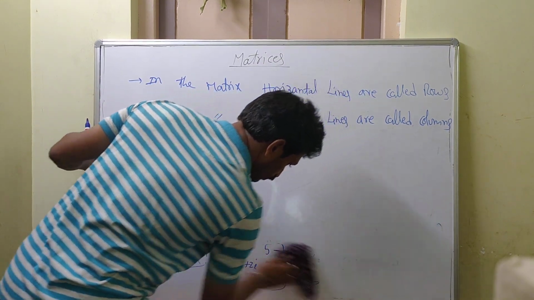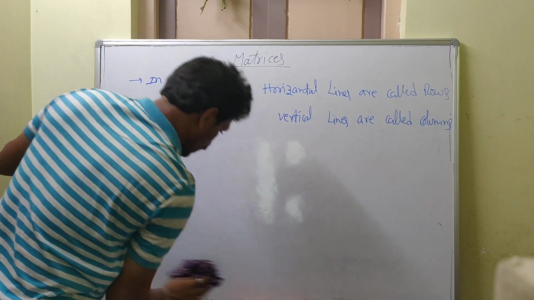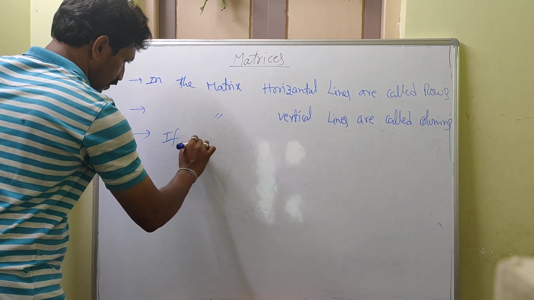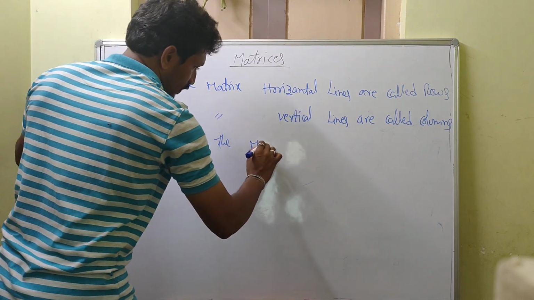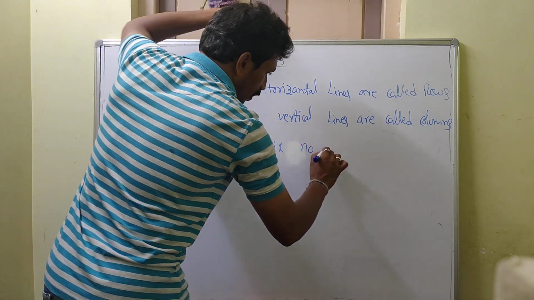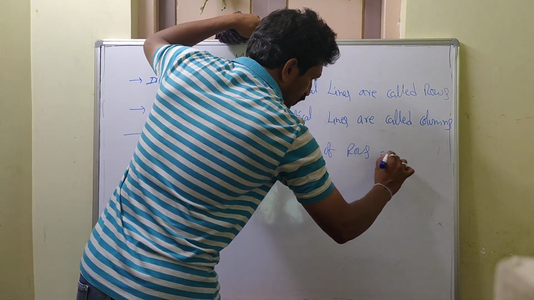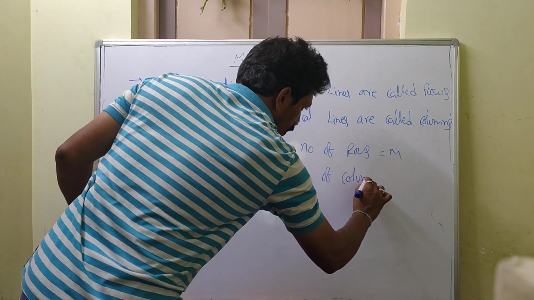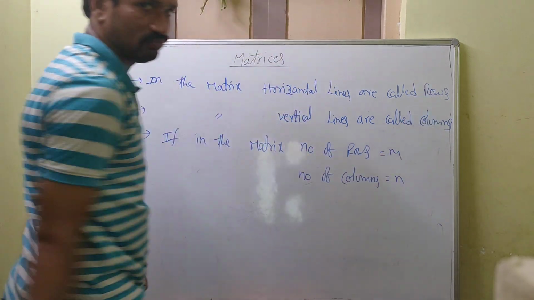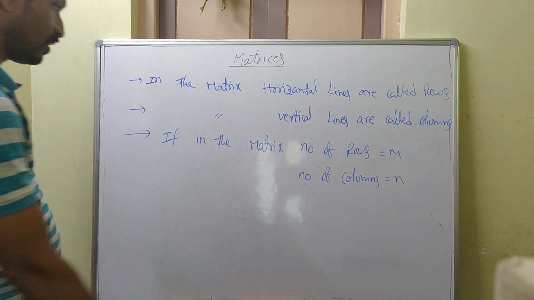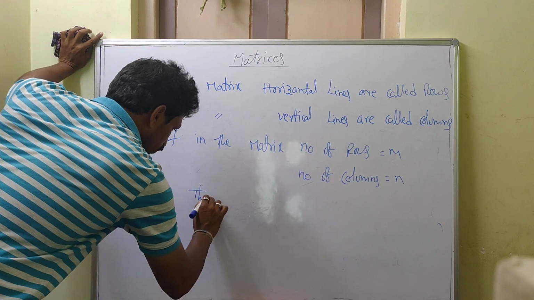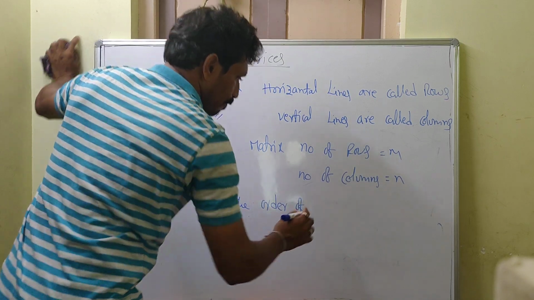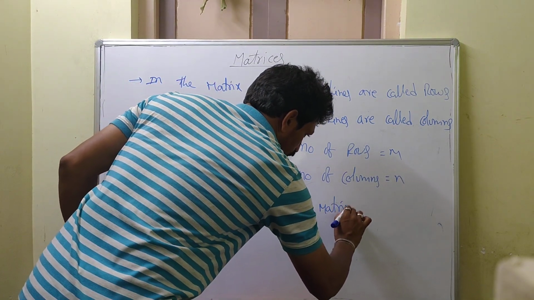Next one. If in the matrix, number of rows is equal to m, number of columns is equal to n, then the order of matrix. Order means, I will explain.